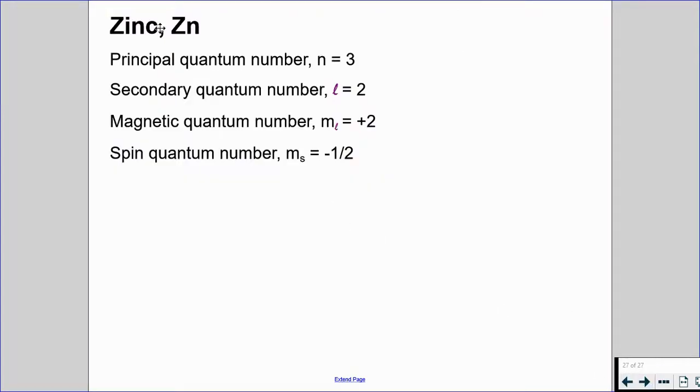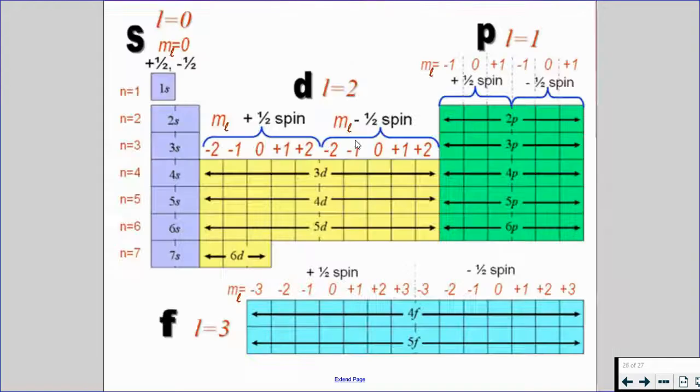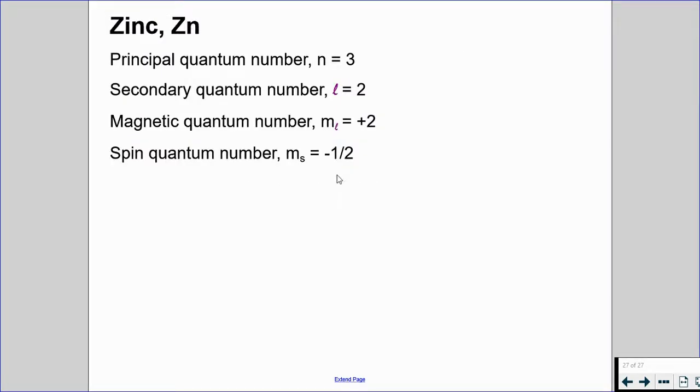So we see that the 4 quantum numbers for zinc are n equals 3, L equals 2, ml equals positive 2. As you can see, that's where zinc is. It's on the positive 2 side. This is the negative half side of the d orbital. And the spin quantum number is negative half.